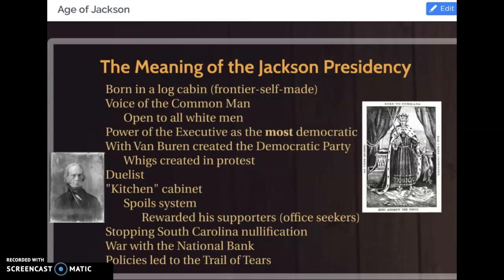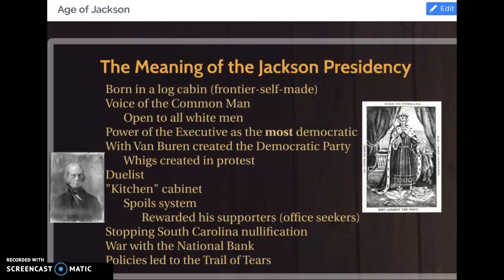He's also known as the time period of the spoil system, where, this is something that's very much just part of politics, but people that did well for him, especially for his campaigns, oftentimes then were rewarded with positions, or family members of friends were given positions. And so this is the so-called spoil system, where people are rewarded for their help.